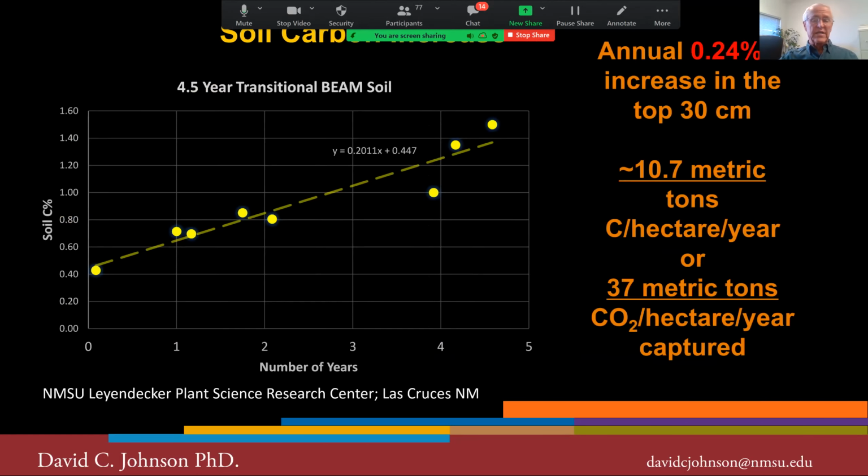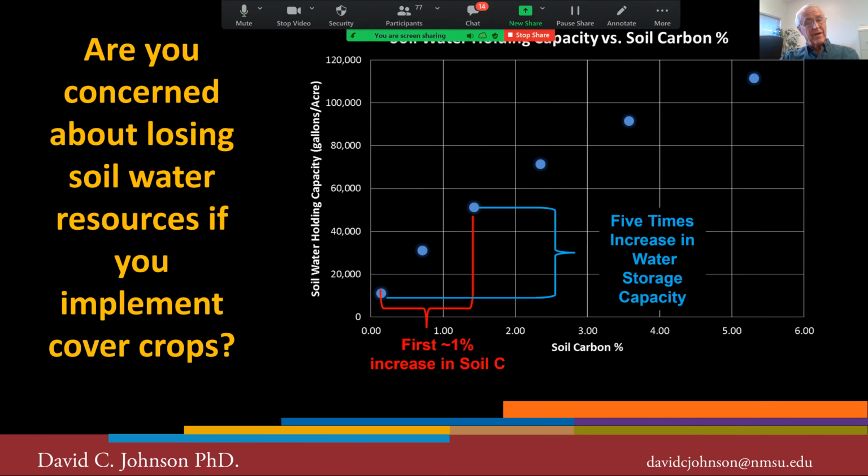We also saw increasing ability of these soils to infiltrate water and to hold water. That first 1% increase in soil carbon led to a 5 times increase in the water storage capacity of these soils. So if you're concerned about losing water resources, if you implement cover crops, it's just the opposite. You are starting to build up your reservoir. You're building the ability for it to infiltrate and to hold it. This 1% increase ended up to be equal to about a 2.5-inch rain event.